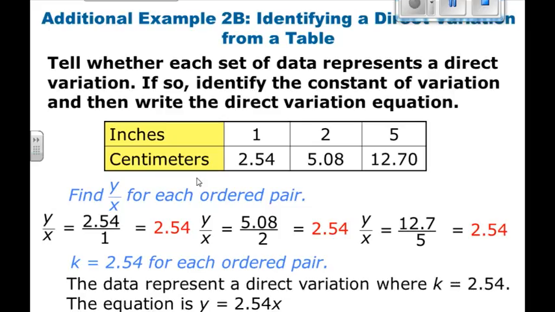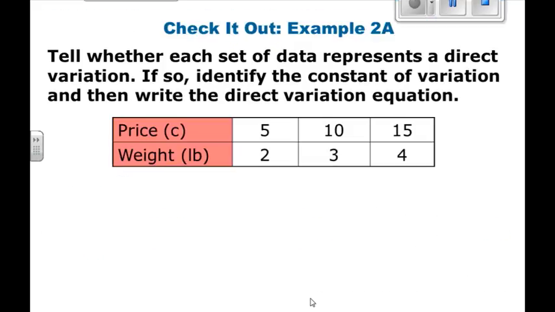So we can put that back into our equation, y equals kx. Our k is 2.54. So if we're ever asked to write it as an equation, once we find our k, we can do so. So try this problem on your own. If it does have constant proportionality, do go ahead and try to practice writing it in the equation.